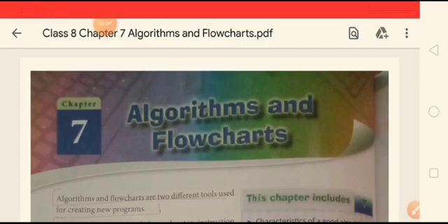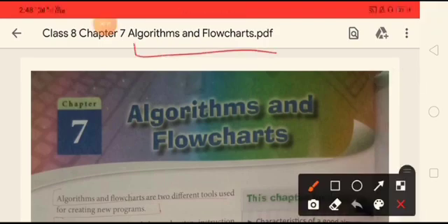Today we are going to study chapter number 7, algorithms and flowcharts. First of all, we need to understand what algorithms are and what flowcharts are. These two are entirely different concepts in computer programming. An algorithm is the step by step instruction of doing some task or completing some work.